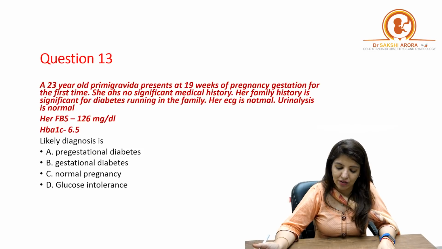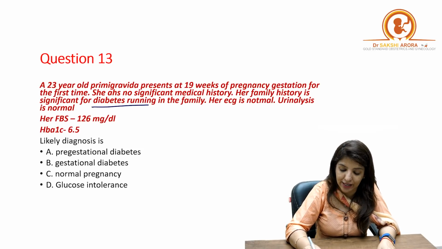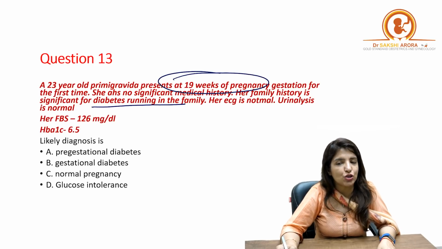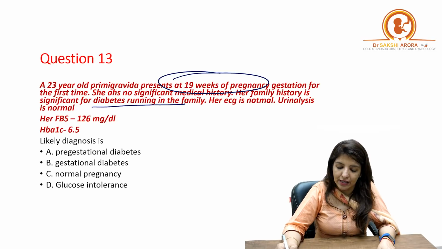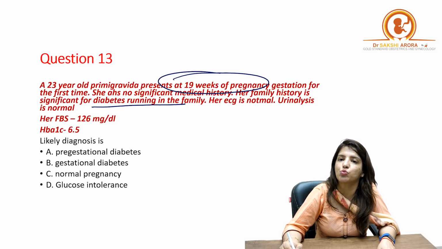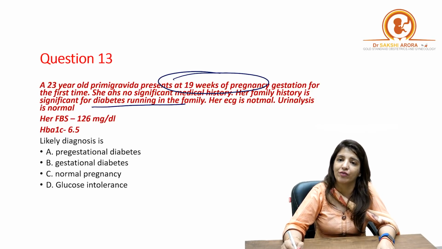Next question. A 23-year-old primigravida presents at 19 weeks of pregnancy for the first time. She has no significant medical history. Her family history is significant for diabetes running in the family. So she is coming to you at 19 weeks and there is a history of diabetes in the family. Her ECG is normal, urine analysis is normal, fasting blood sugar is 126 milligrams per dL and HbA1c is 6.5.